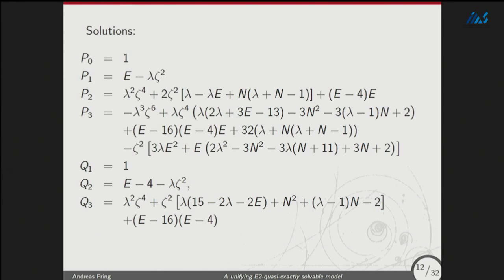I pick, because the phi was my ground state, p 0 to 1. And then you can just iterate it. There's also a nice closed solution. But if you're just interested in the lower states, it's probably easier just to put it on a computer and iterate it. That's straightforward. Everyone can do this. So here, just to give you the flavor, these are the first examples.